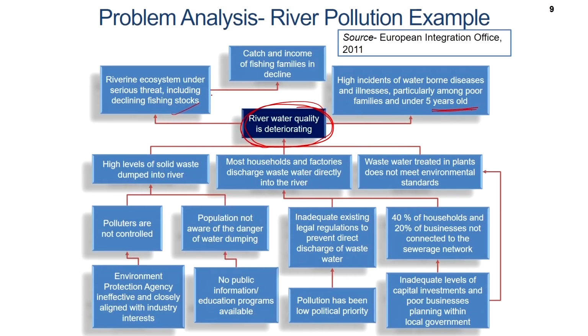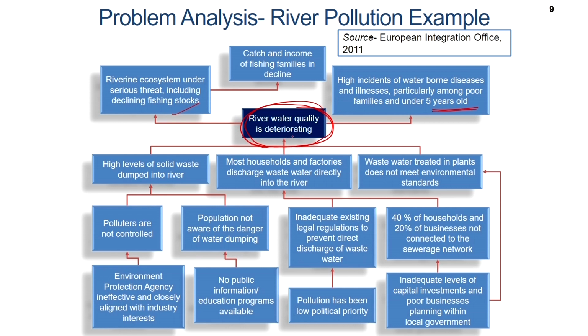Now, obviously, when river water quality affects the health of under 5 years old children, that affects the overall health of the growing economy, because today's children are tomorrow's workforce, and therefore the undernutrition or health matters of children are looked at very seriously. So, that affects the larger economy as a whole. All of these results: the deterioration of the riverine ecosystem then leads to catch and income of fishing families declining.